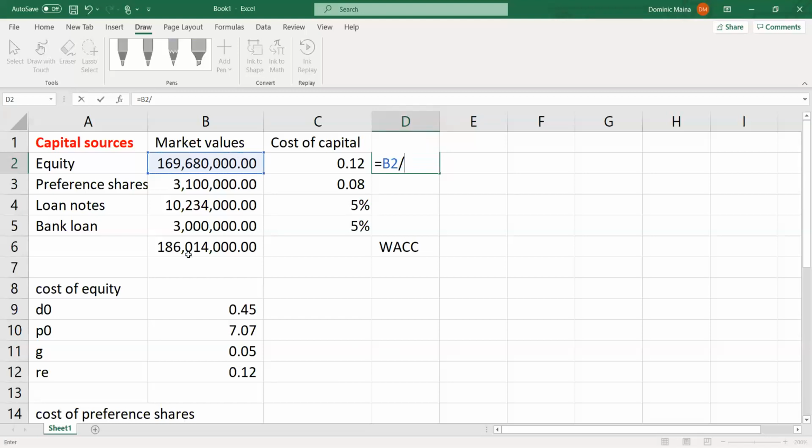We divide by the total capital, the total market value from the resources. Let me lock this because the total doesn't change, by using the dollar sign. And that's the weight of equity. And now I can drag my formula.